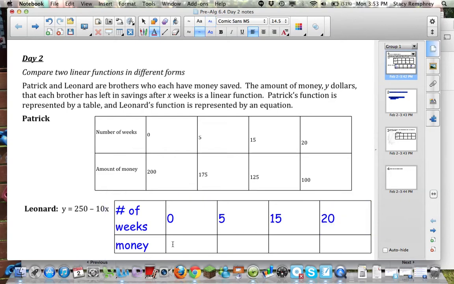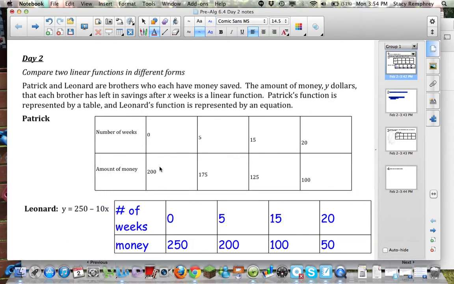All right, if I plug 0 into this equation, I'll get 250. 10 times 0 is 0. 250 minus 0 is 250. If I plug in 5, I get 200. If I plug in 15, I get 100. And if you're struggling on this calculation, I can help you with that. I'm kind of skipping the part where I'm showing all my work.